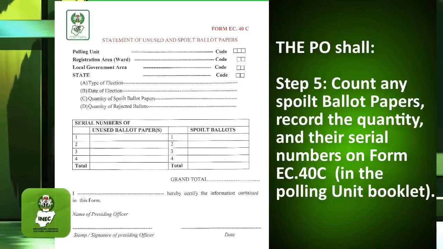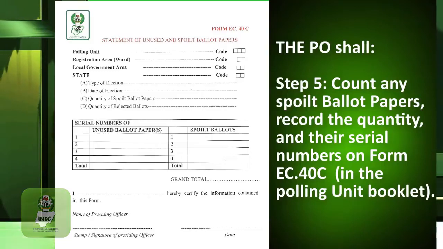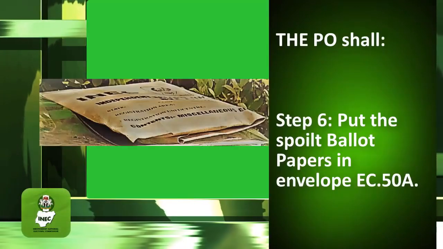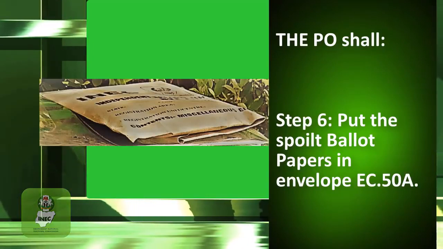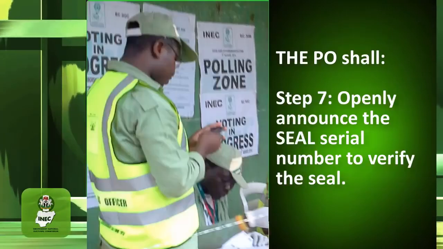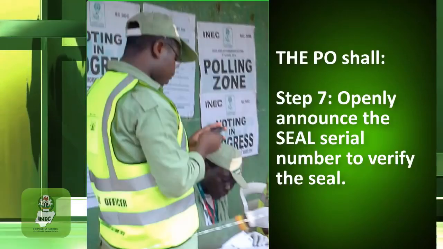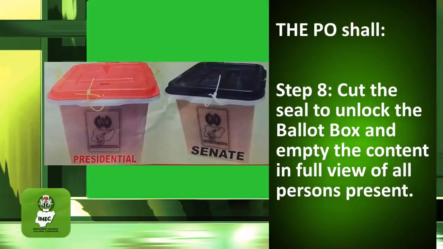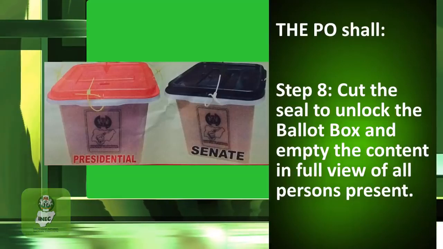Step 5. Count any spoiled ballot papers. Record the quantity and their serial numbers on Form EC50C in the polling unit booklet. Step 6. Put the spoiled ballot papers in envelope EC50A. Step 7. Openly announce the seal serial number to verify the seal. Step 8. Cut the seal to unlock the ballot box and empty the contents in full view of all persons present.